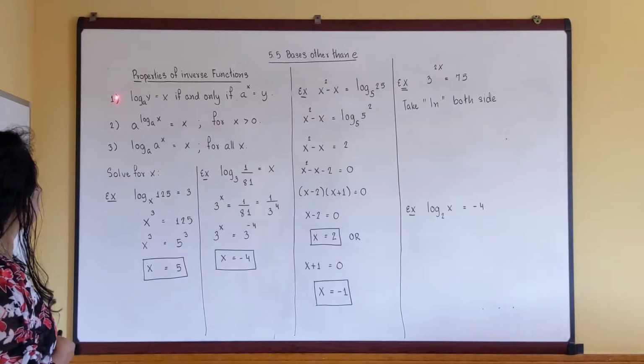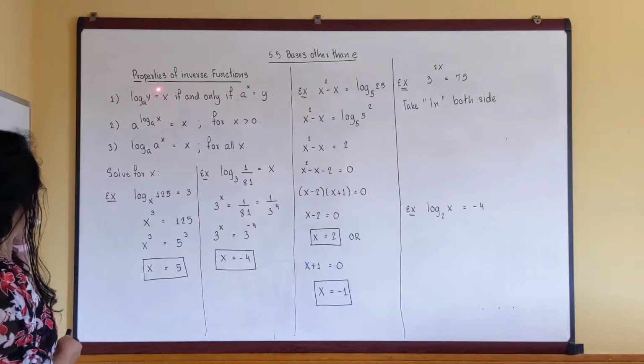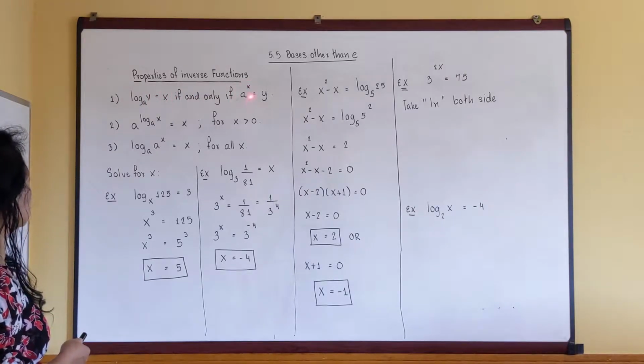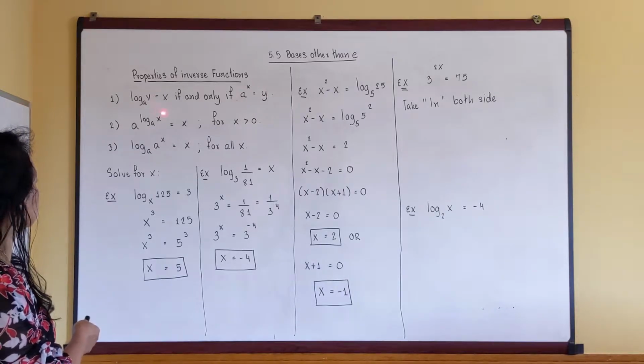So the first property says that log base a of y equals x if and only if a to the x equals y. If and only if means if you have this, then it's equal to that, or if you have this, it's equal to that.